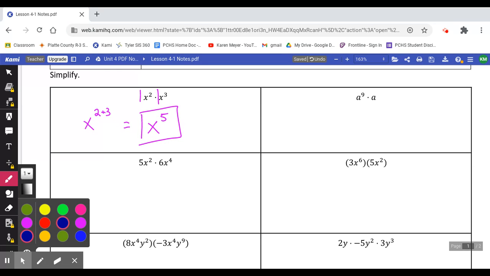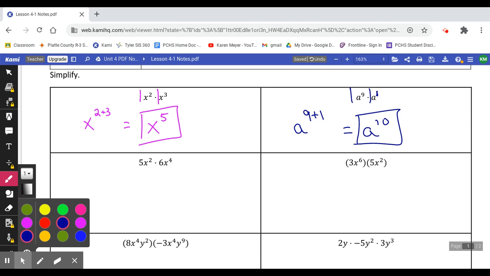Now, when you go across, you have a to the 9th power times a. Well, that second a, there isn't an exponent there. Okay, so if there's not an exponent listed, you need to make sure that you remember the exponent is a 1. So I would go ahead and write that magic little 1 there. And then once again, coefficients, 1 times 1 is 1, which we don't have to worry about writing. And then exponents, a raised to the 9 plus 1, which 9 plus 1 is going to give me a to the 10th power.